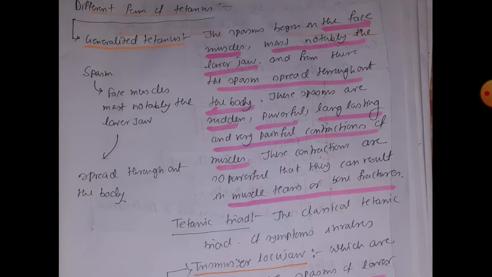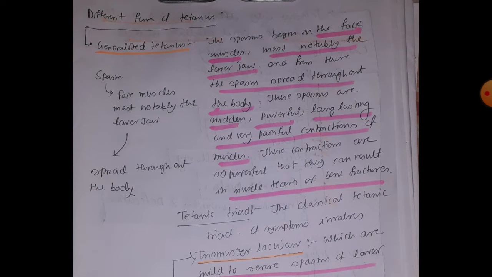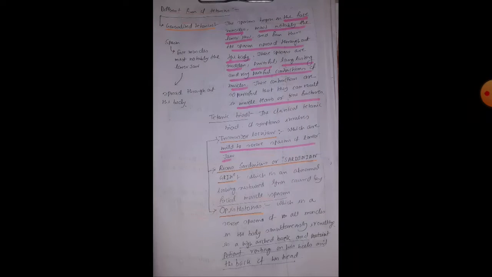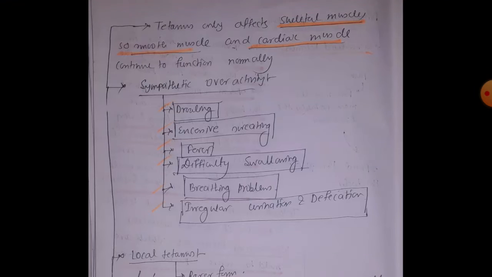And when it has successfully reached each and every part of the body, it causes opisthotonus, where spasm occurs in each and every muscle. As a result, patients have a highly arched back, and patients are resting on their heels and the back of the head. Tetanus only occurs in skeletal muscle, which means smooth muscles and cardiac muscle function properly.